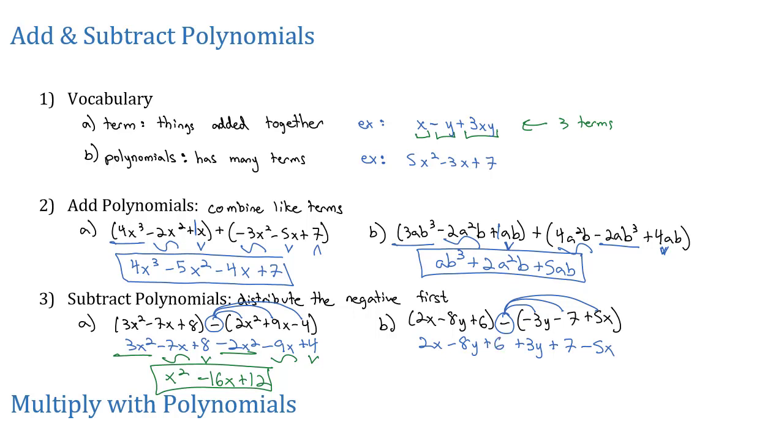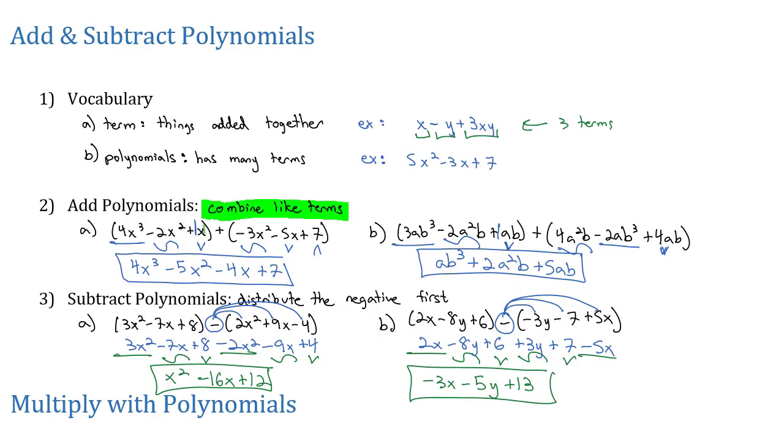And then I just have to look for like terms. 2x minus 5x is negative 3x. Negative 8y plus 3y is negative 5y. And 6 plus 7 gives us a positive 13. And we have subtracted those polynomials. So we add polynomials by combining like terms. And we subtract polynomials by first distributing that negative. In our next video, we'll look at how we can multiply polynomials.